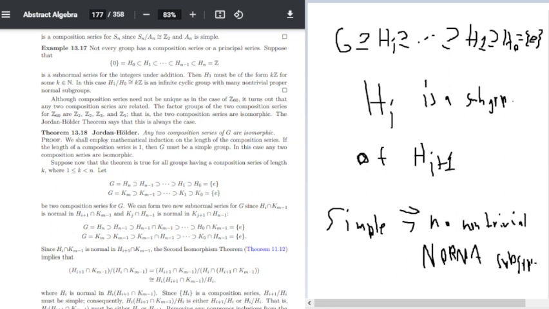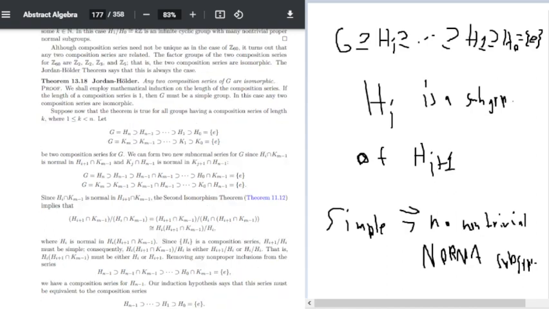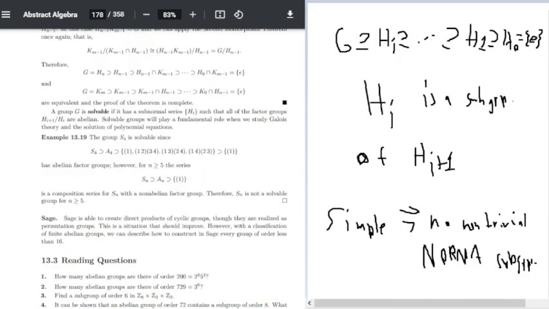Although a composition series need not be unique, as in the case of Z sub 60, it turns out that any two composition series are related. The factor groups of the two composition series of Z sub 60 are Z sub 2, Z sub 2, Z sub 3, and Z sub 5. That is, the two composition series are isomorphic. The Jordan-Hölder theorem says this is always the case. Oh, let's go. This is going to be quite the proof.